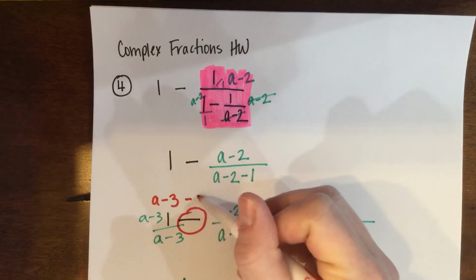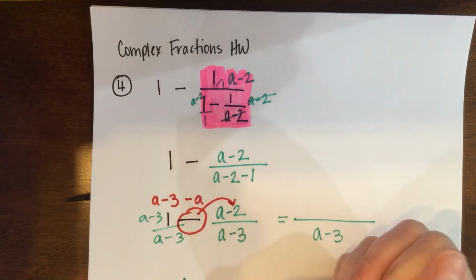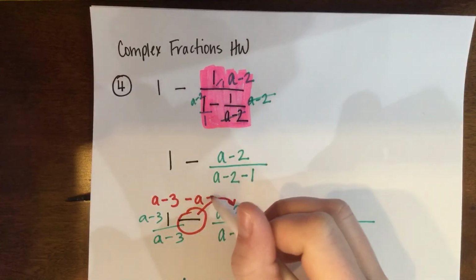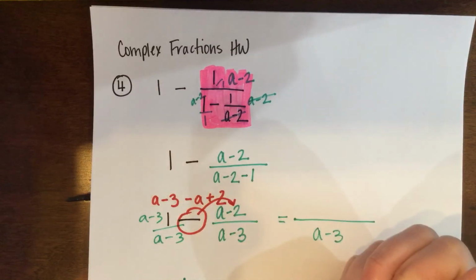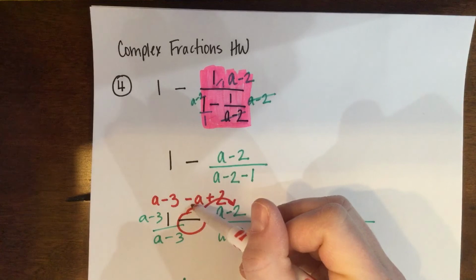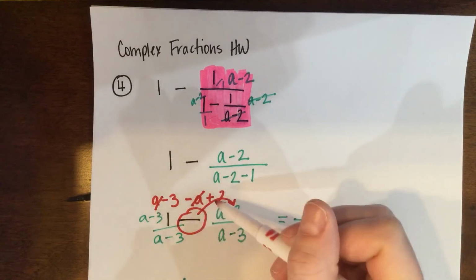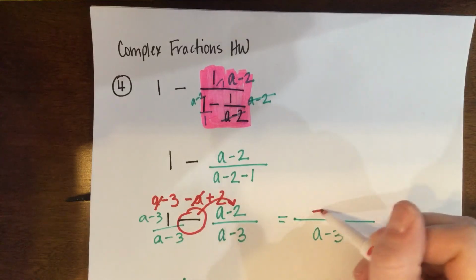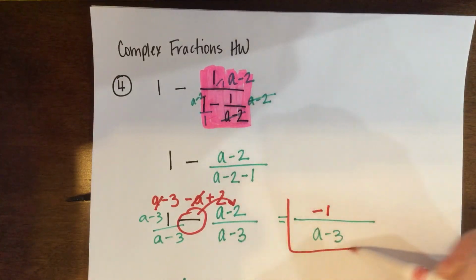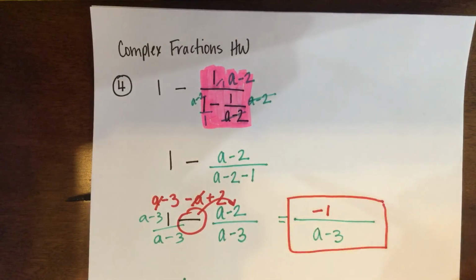But minus a, and then I have to distribute that negative, so I end up with plus 2. So my a's end up canceling, and then in my numerator I'm simply left with negative 3 plus 2, which is negative 1. And so this is the most simplified form of that expression.